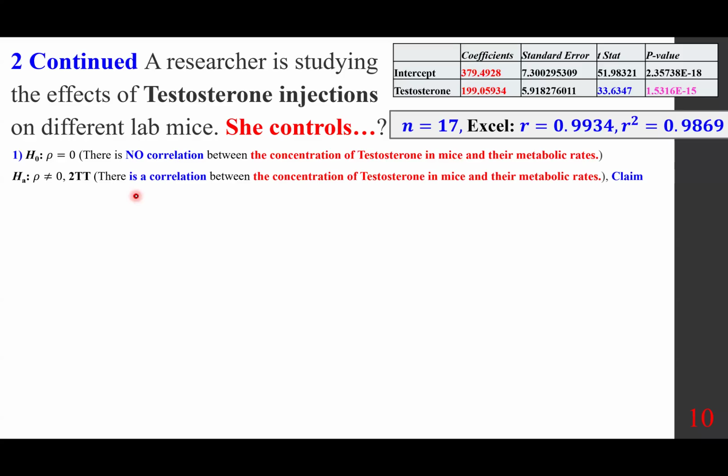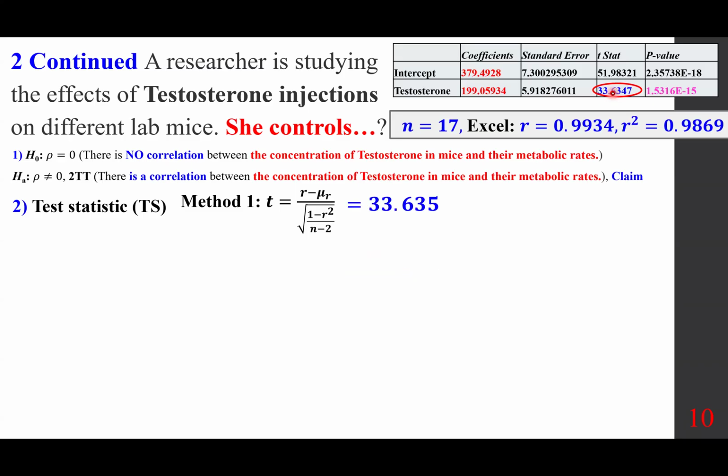And the next one is the test statistic. There are two ways to do it: the t-test, or the Pearson correlation table. Here's the formula, reminding you of the formula, and it's given to us. This is the number, everybody, the t statistic: 33.635. It's been already calculated. As far as the second method is concerned, R was 0.9934, in case anybody wants to know.